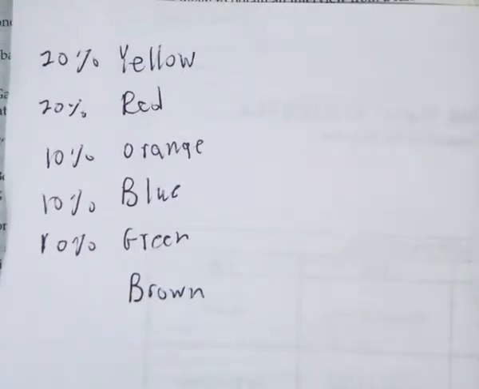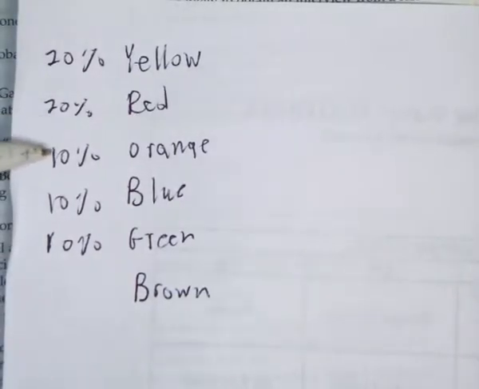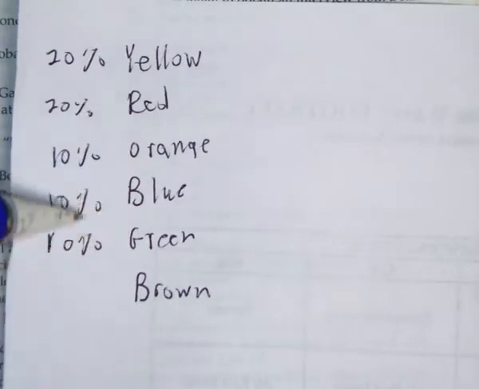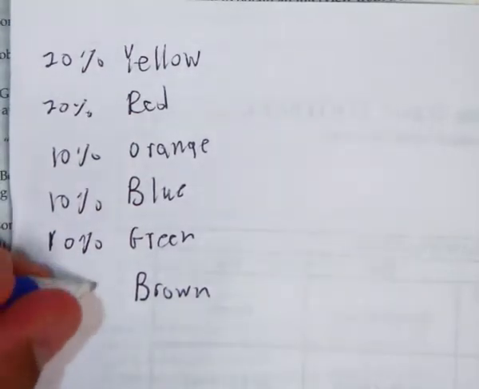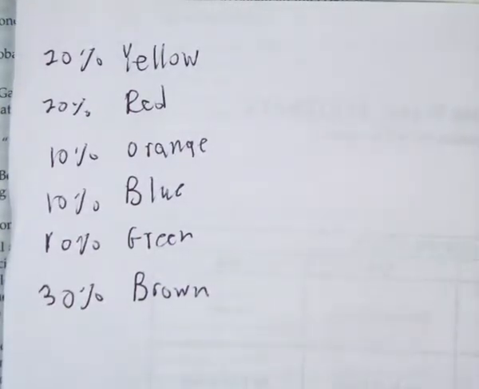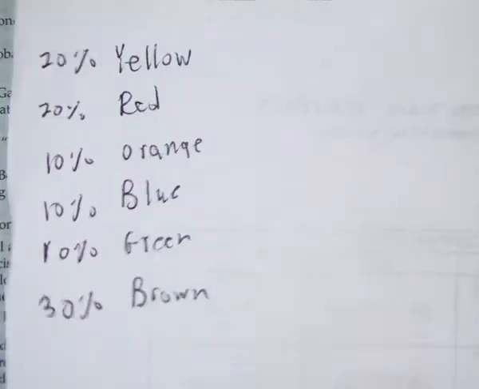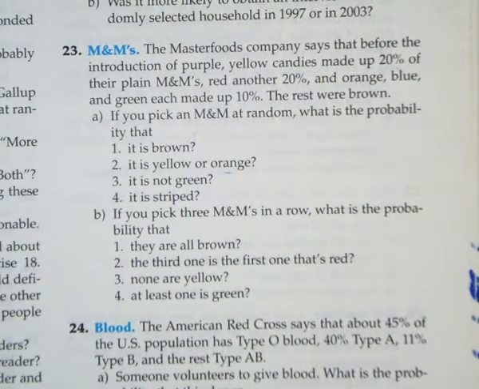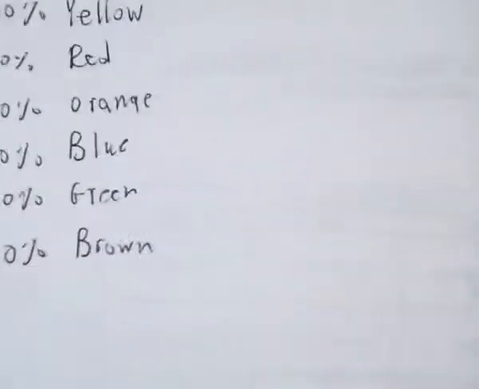Okay, so we're 20% yellow, 20% red, orange, blue, and green are each 10%. So if you add those up, that's 70%. So 30% have to be brown. Okay. So, and they haven't introduced purple. This is before purple is in, so we don't have to worry about purple. So, question A1.